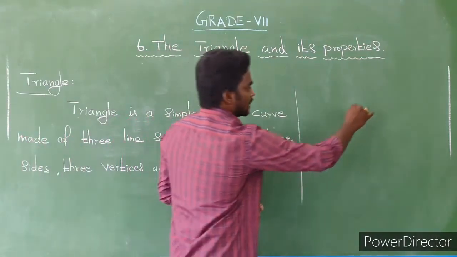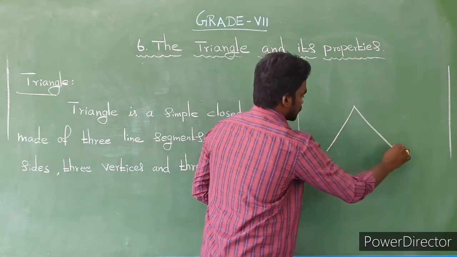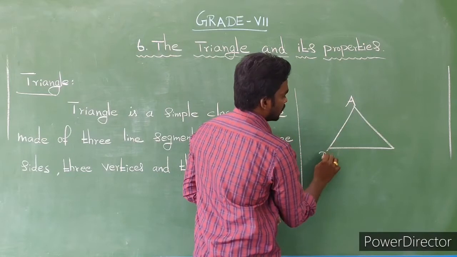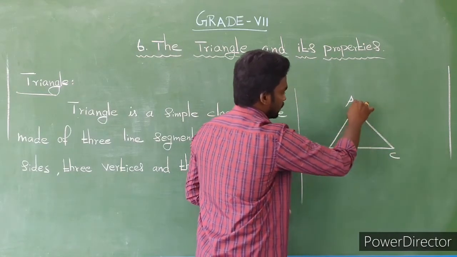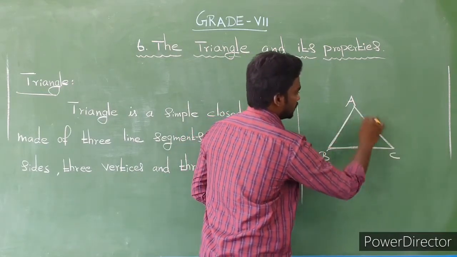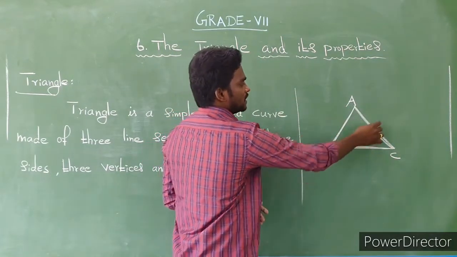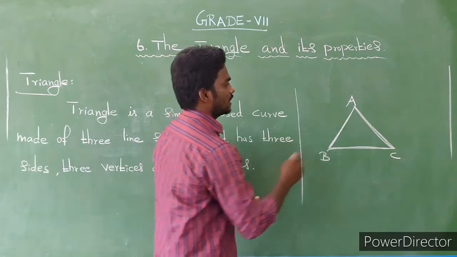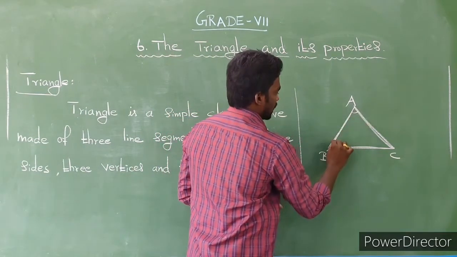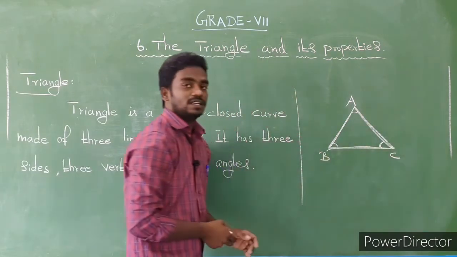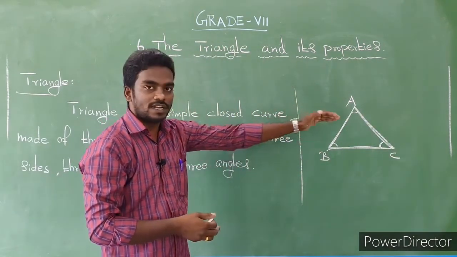We know what is a triangle? A triangle is a simple closed curve made of 3 line segments. Here AB, BC and CA are the sides of a triangle, and angle A, angle B and angle C. It has 3 angles. A triangle has 3 sides and 3 angles.